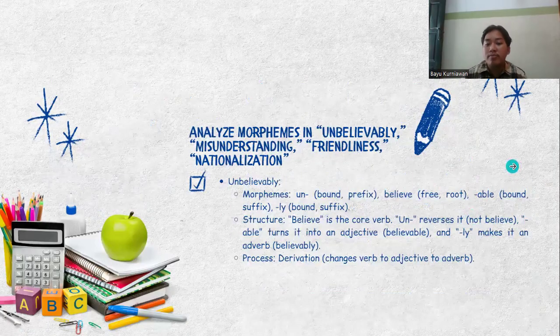Next is analyzing the morphemes in unbelievably, misunderstanding, friendliness, nationalizations. The first one is unbelievably. Morphemes: un, bound prefix; believe, free root; able, bound suffix; ly, bound suffix. The structure is: believe is the core verb, un reverses it, makes it not believe. Able turns it into an adjective, believable, and ly makes it an adverb, believably. Process: derivation, changing verb to adjective to adverb.